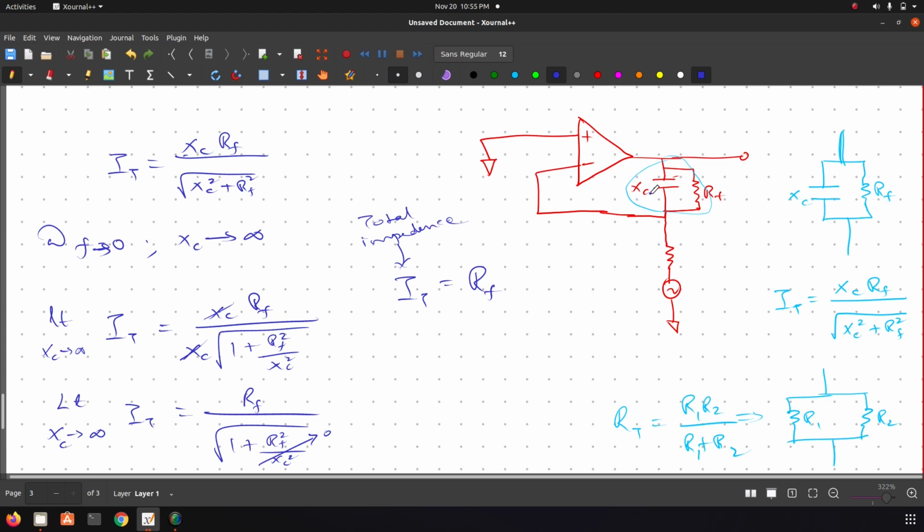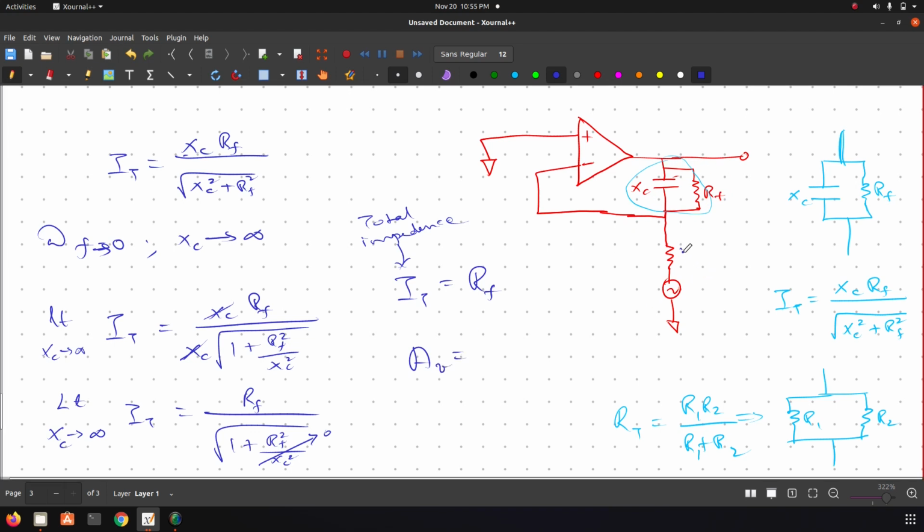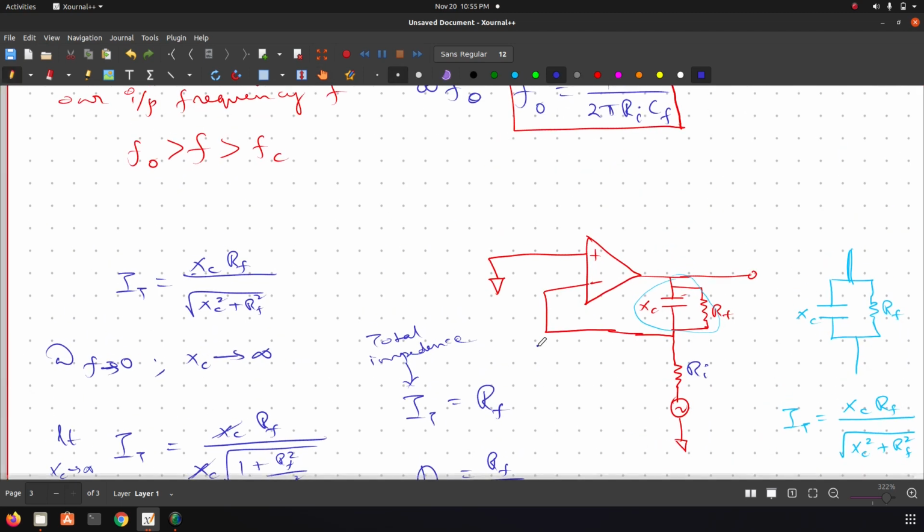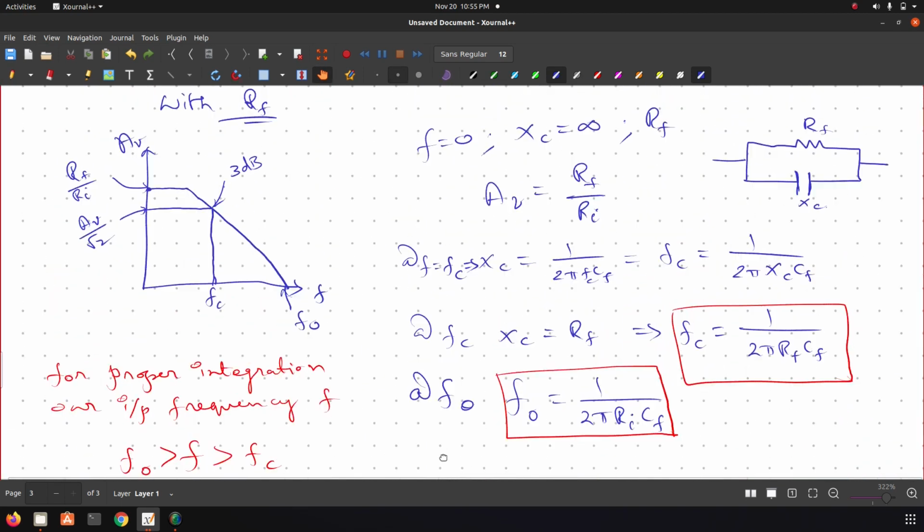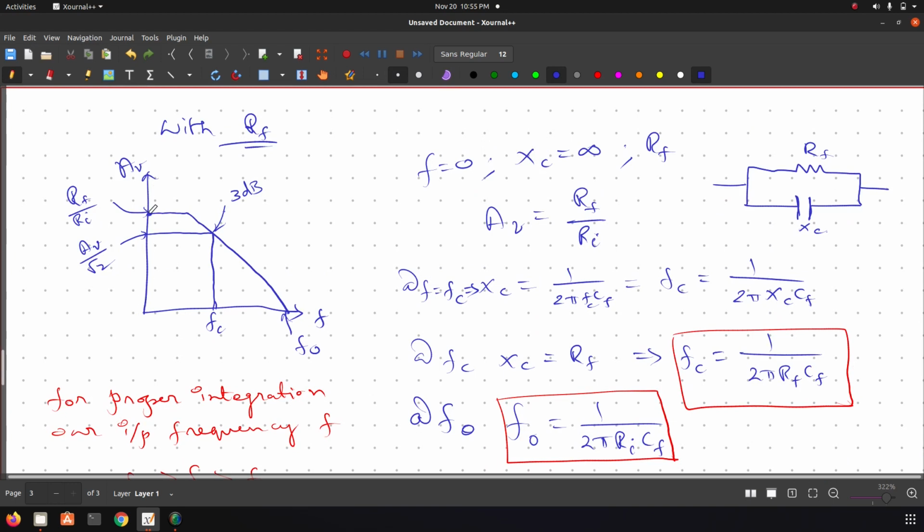At XC equals infinity, when this circuit is open, then the total resistance is this value RF. Therefore our gain is the feedback resistance divided by the input resistance, right? That's why for DC range our gain is RF by RI.